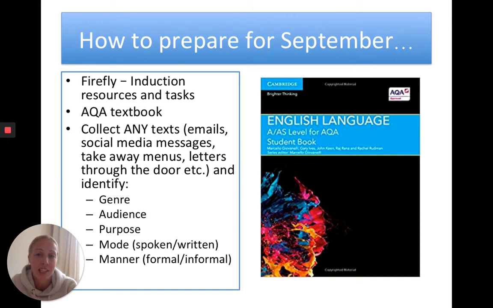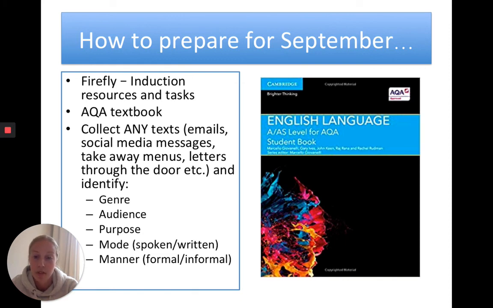And then finally, just as an extra little task, if you would like to do this, it'd be great if you do. All that we ask you to do over the summer holidays is to collect a whole range of any texts. These can be emails that come through, it can be any social media messages from friends, any sort of takeaway menus from through the door. It can be any sort of text whatsoever. And just to get you thinking about language and how texts are produced and why they're produced, all I'd like you to do is just a small commentary next to each text.